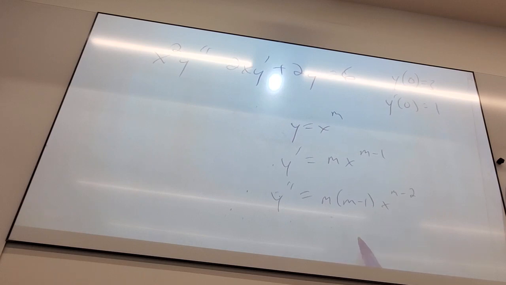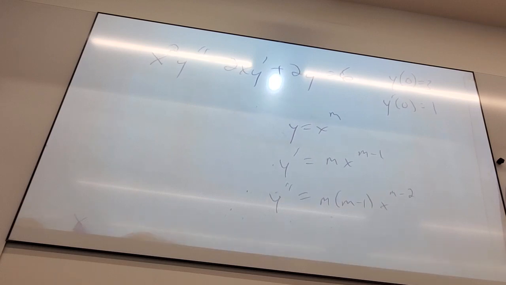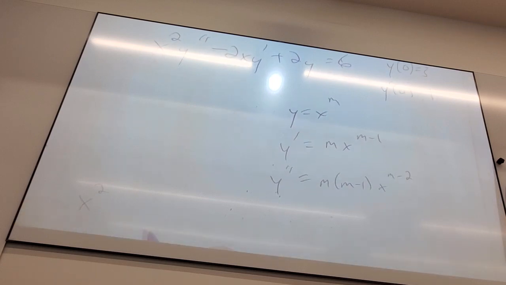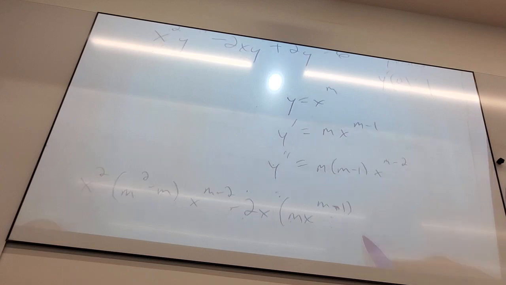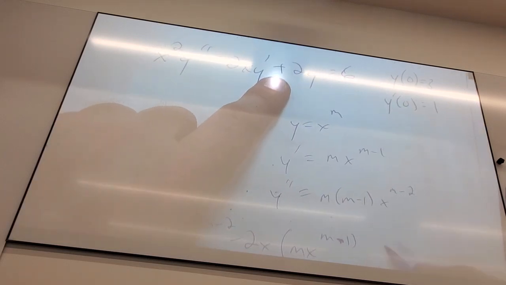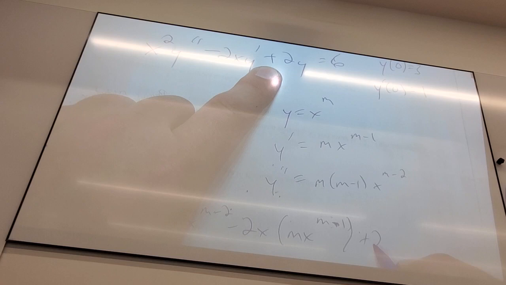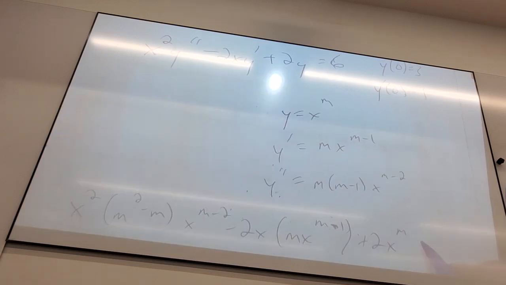If I put this in, I'll get x squared times m squared minus m, x to the m minus 2, minus 2x times m x to the m minus 1. Should be a minus. Plus 2 times the original guess.